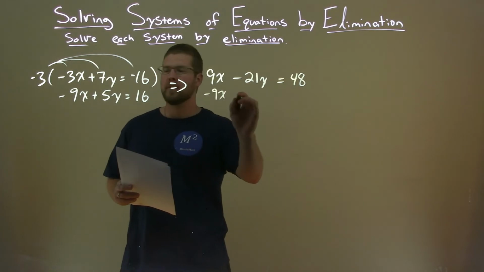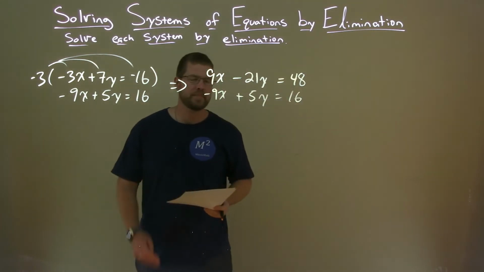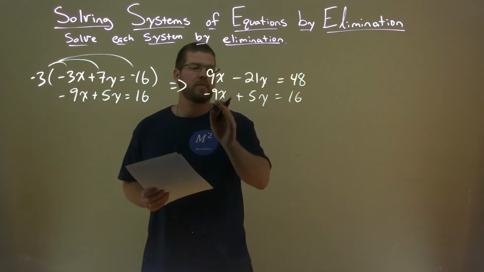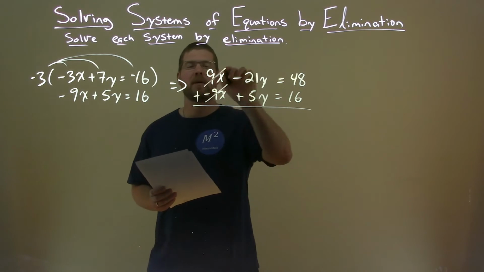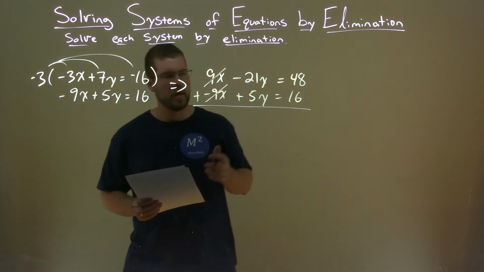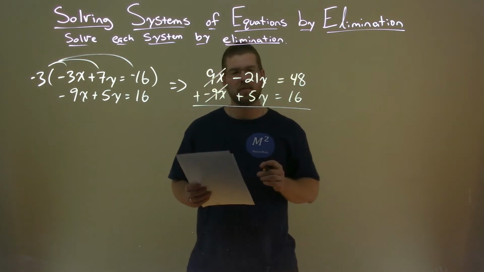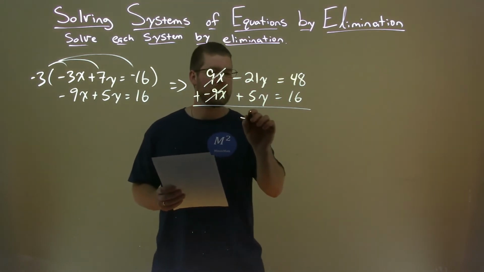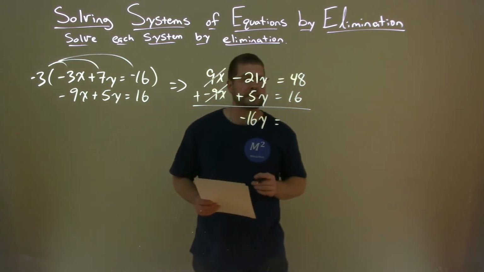Negative 9x plus 5y equals 16. Negative 9x plus, 9x plus negative 9x. We're going to add them together. That was our goal. Eliminate them. Negative 21y plus a 5y here. Oh, what does that come out to be? That is a negative 16y equals 48 plus 16 right there.